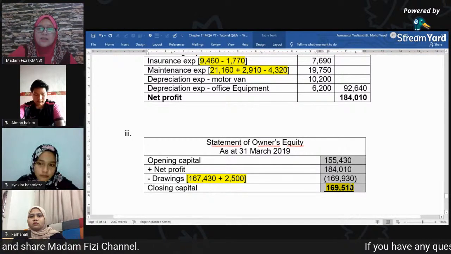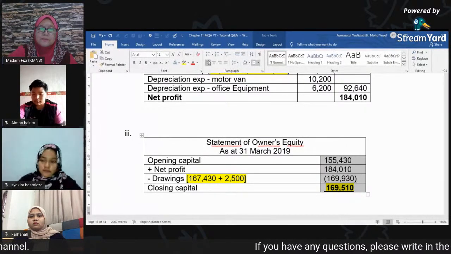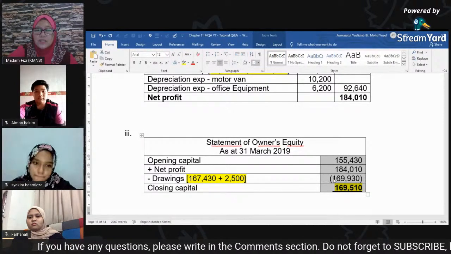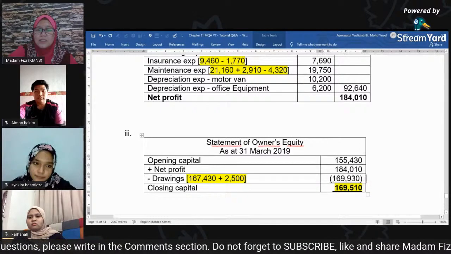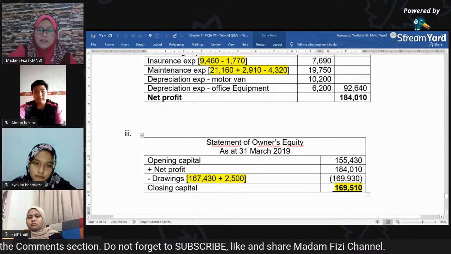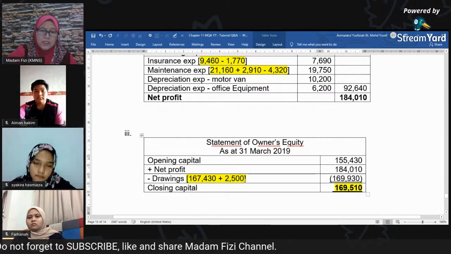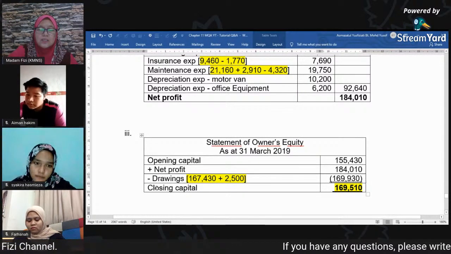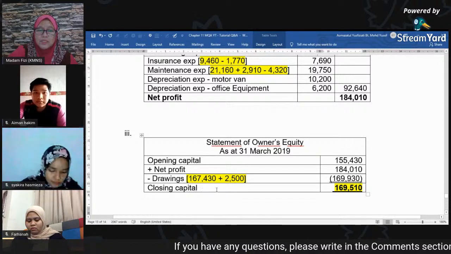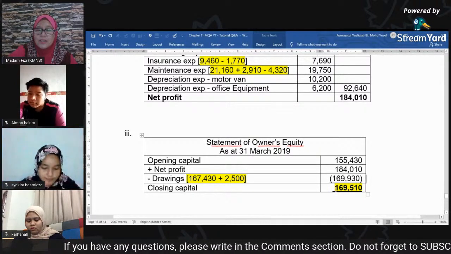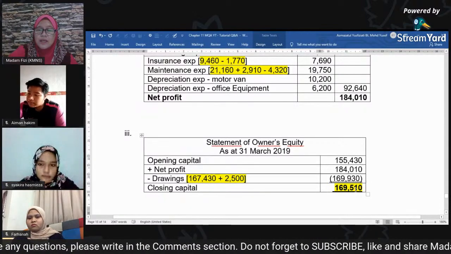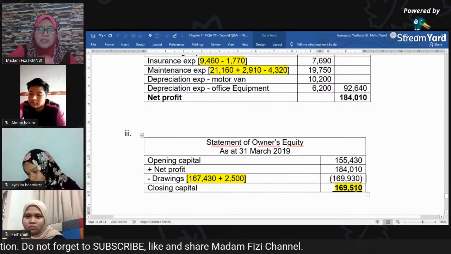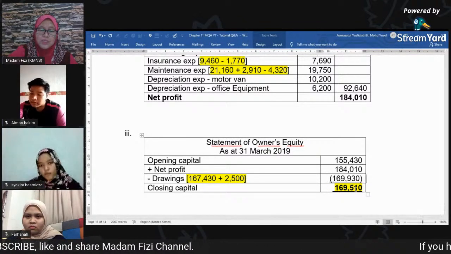Okay. So you can get the drawings, the total drawings is 169,930. This one also you can get from the question. And then, okay, you get the closing capital equals to 169,510. Okay, this is your closing capital in the statement of owner equity.